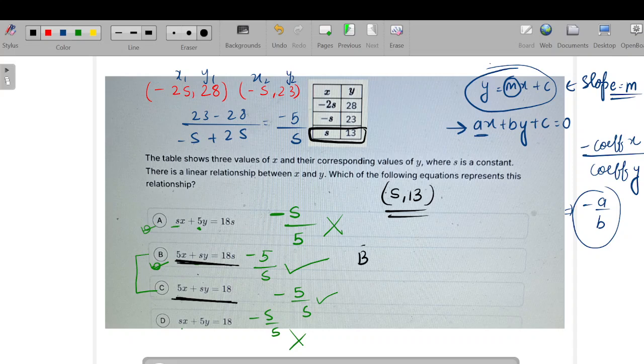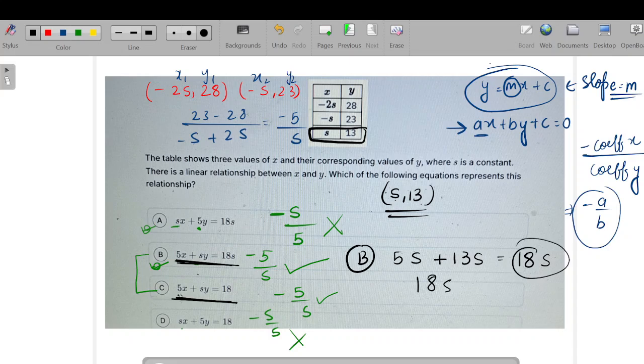So option B, put x equals s and y equals 13 and check. If I'm putting y equals 13 and x equals s, I'll get 5s plus 13s equals 18s. Now you will solve. x was s and y was 13. Now you will solve and check. Are you getting 18 here? Yes. When I'm adding, I'll get 18. So right hand side and left hand side are equal.